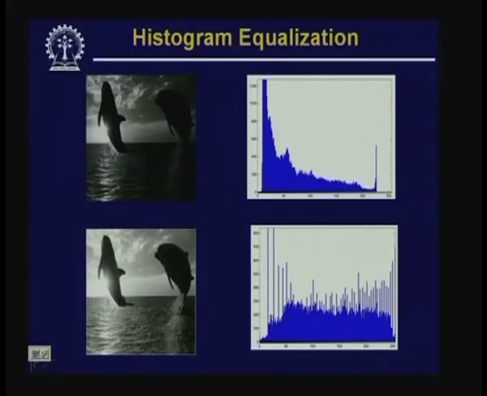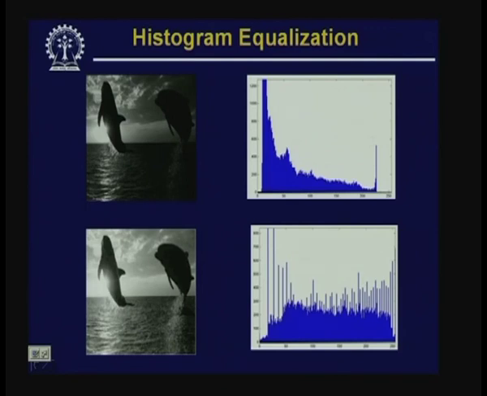And as we have mentioned in our last class, whenever we go for histogram equalization, the probability density function of the intensity values of the equalized image is ideally a uniform distribution. In this particular case, you will find that the histogram of this equalized image that we have got is not absolutely uniform.